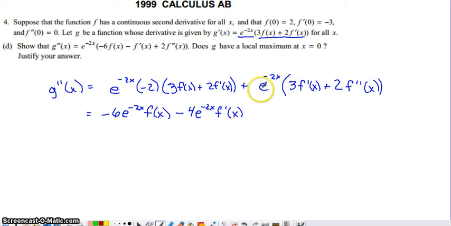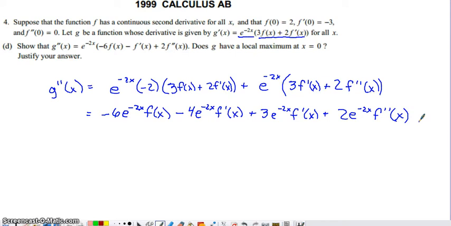I'm also going to distribute this exponential into this quantity, and that's going to be a little bit easier. No numbers are going to change. I'm just going to end up with an e to the negative 2x on each of these terms. So I'm going to have plus 3 e to the negative 2x f prime of x when I distribute into this piece, and then when I distribute it into the second piece, I'm going to have plus 2 e to the negative 2x times f double prime of x.